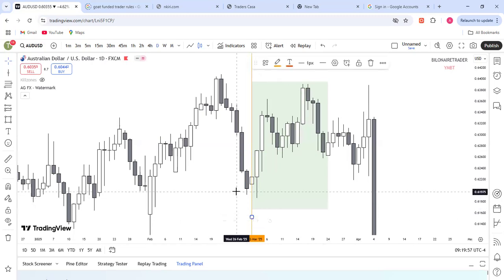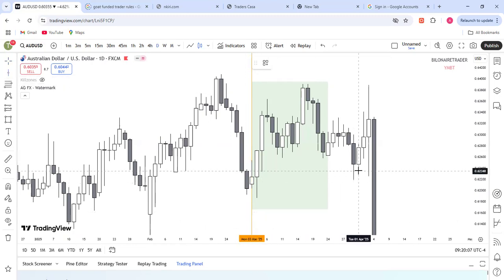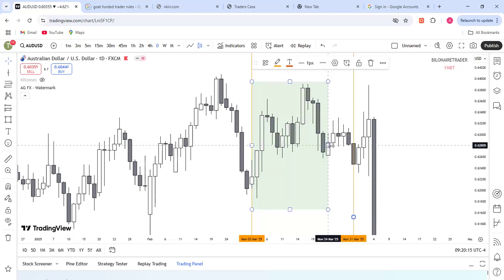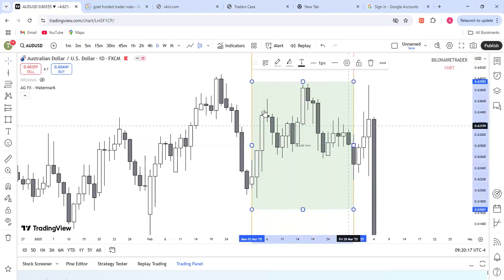Yes, yes, yes. Weekends are going to be removed. So now I remember why it's not up to that. So Monday on the 3rd, March 2025, and then we have March 31st. So from here to here is the whole of March on the daily time frame.